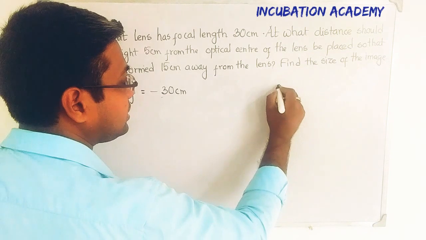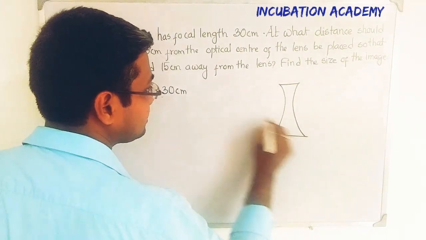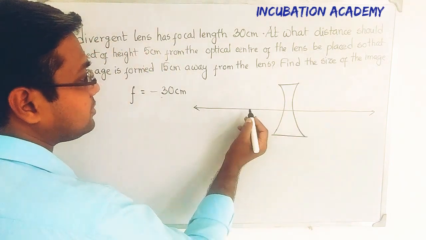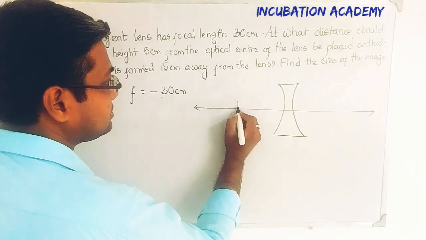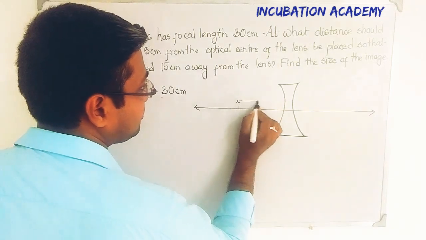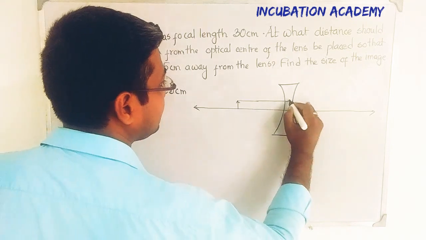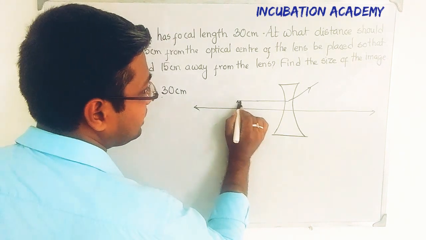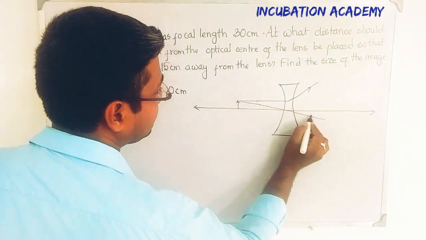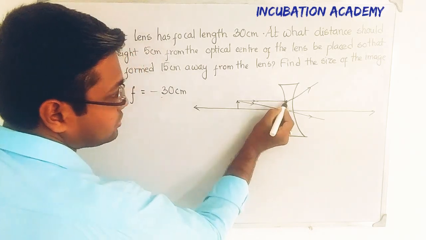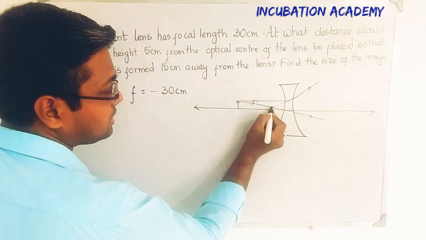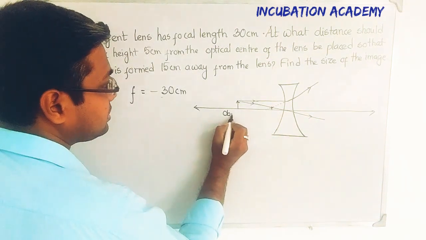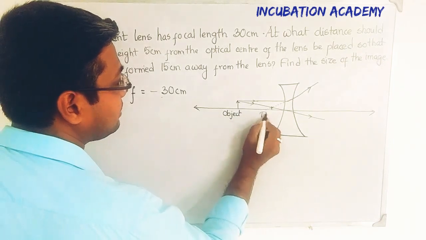So if I just draw this, it will be something like this. This is a divergent lens. Okay. So if the object is placed somewhere here, then the light ray coming out from it parallel to the principal axis, after refraction diverges. Another light ray coming out from this point passes through the optical center. So if I just extend this, it will intersect here. So this will be the image. So this is my object and this is my image.